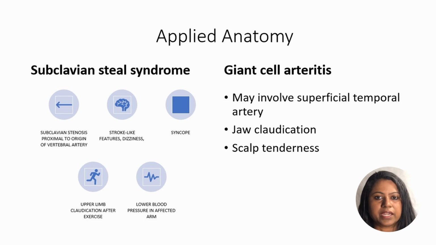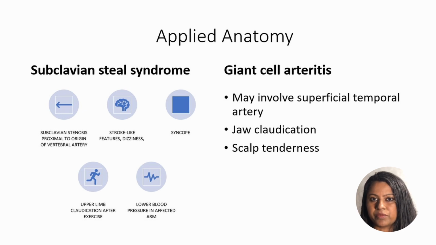Let's look at a few high-yield concepts on applied anatomy of the aorta and its branches. The superficial temporal artery is commonly involved in giant cell or temporal arteritis. It presents characteristically with claudication of the jaw and scalp tenderness.